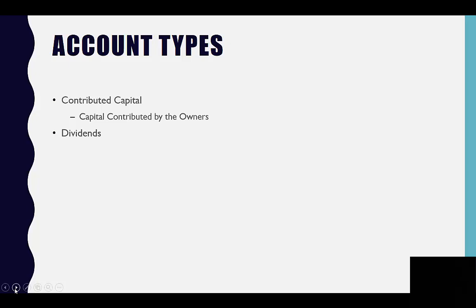Dividends are returns of the company's earnings to the owners. So at the end of the period, the company will look at how much money it has earned and decide whether or not to keep that money in the company in order to grow the company or to return something to the owners. Dividends can be in the form of cash, stock, or property.